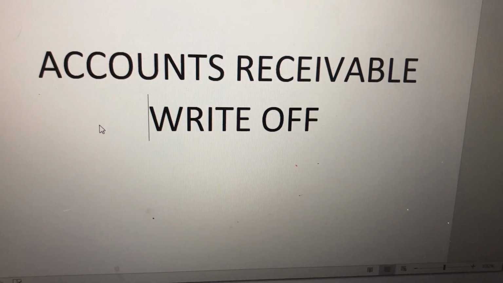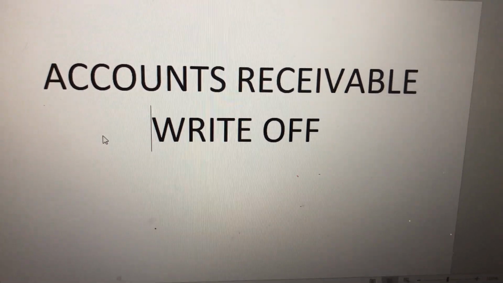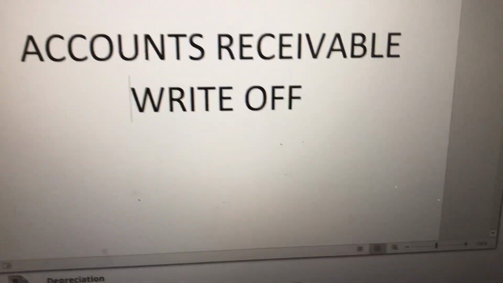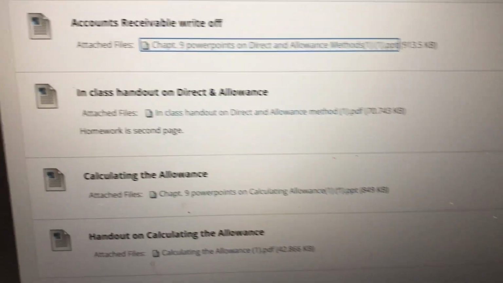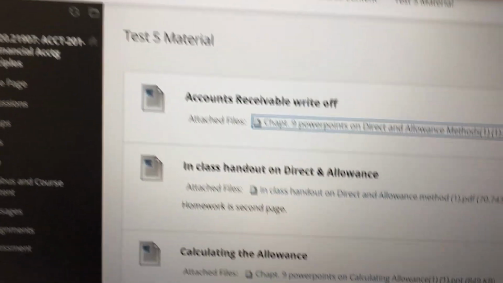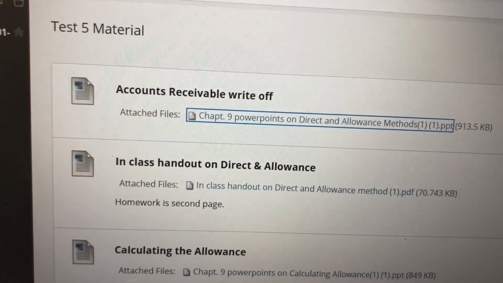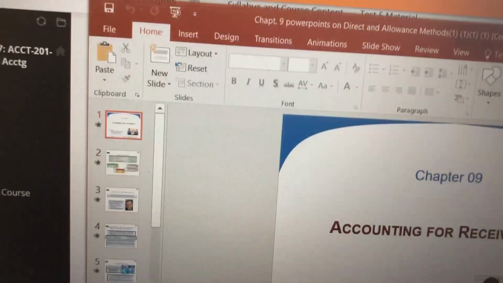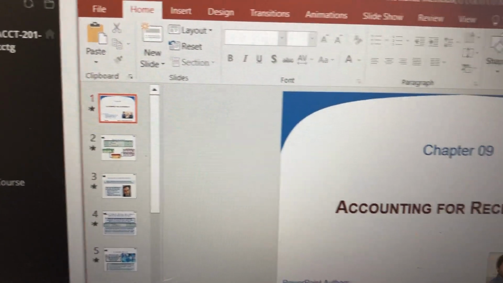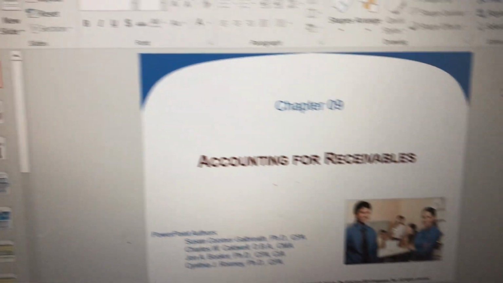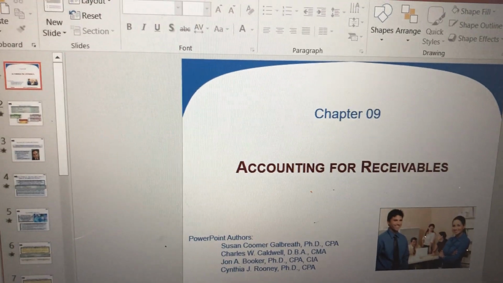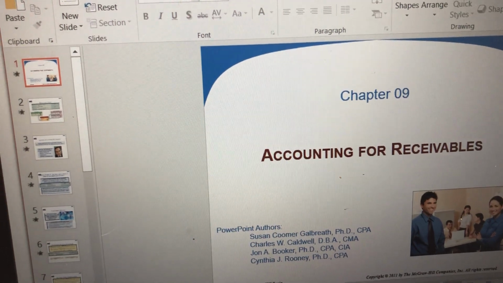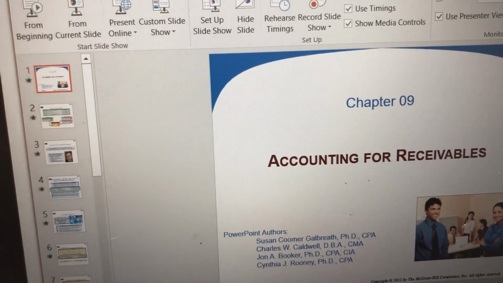Students, today we want to look at accounts receivable write-off. This is under Test 5 material, okay? And if you'll go to Blackboard, like I say, Test 5 material, it's the first set of PowerPoints. We want to pull those up. And this has to do with not paying your accounts receivable or your bill, just like if you didn't pay your credit card. And if you want to go through, you need to kind of sort through some of these PowerPoints. Let's look at the slideshow.